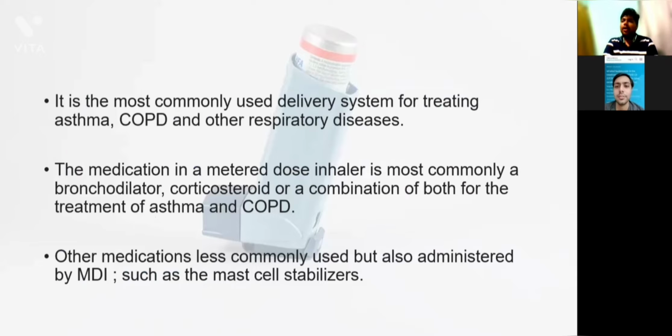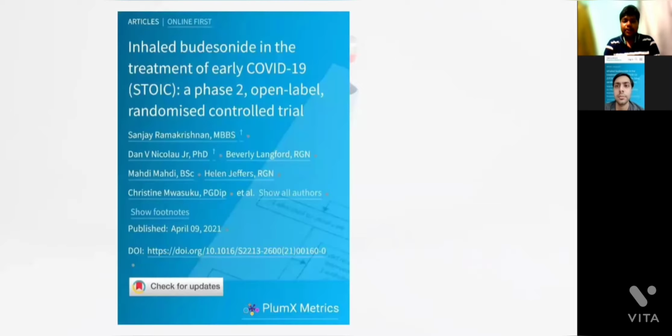Now, in cases like asthma or COPD, the metered dose inhaler is the most commonly used form of drug delivery system. The common drugs used in MDI are usually corticosteroids and bronchodilators, but sometimes drugs like mast cell stabilizers are also used, though very less often, like sodium cromoglycate, ketotifen, and so on.